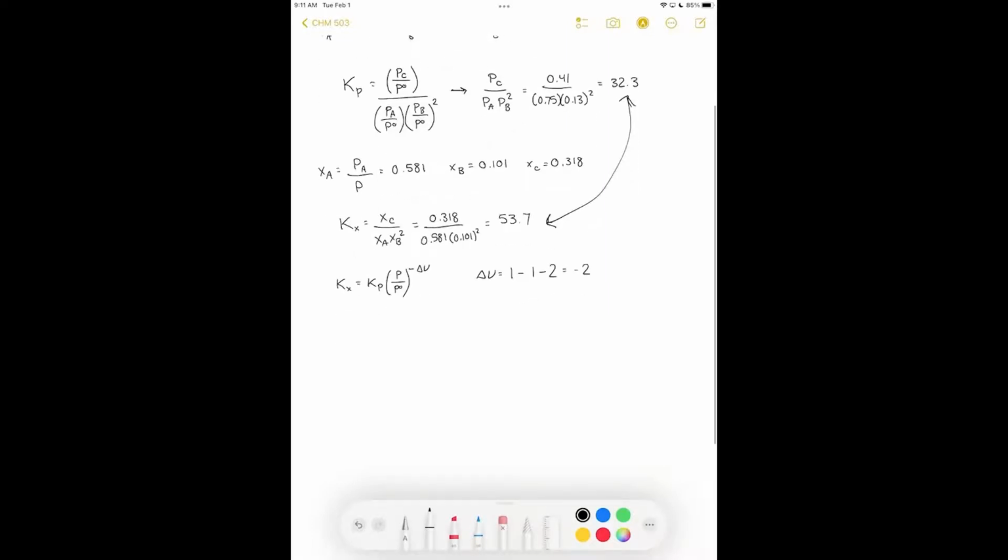So in this particular reaction, we could say that Kx is equal to Kp, which is 32.3, times the total pressure. And the total pressure here is just the sum of all the partial pressures, which is 1.29 bar, squared. And if we do that, we get 53.7. So we get the same thing. So these 2 constants are related, but they are slightly different.